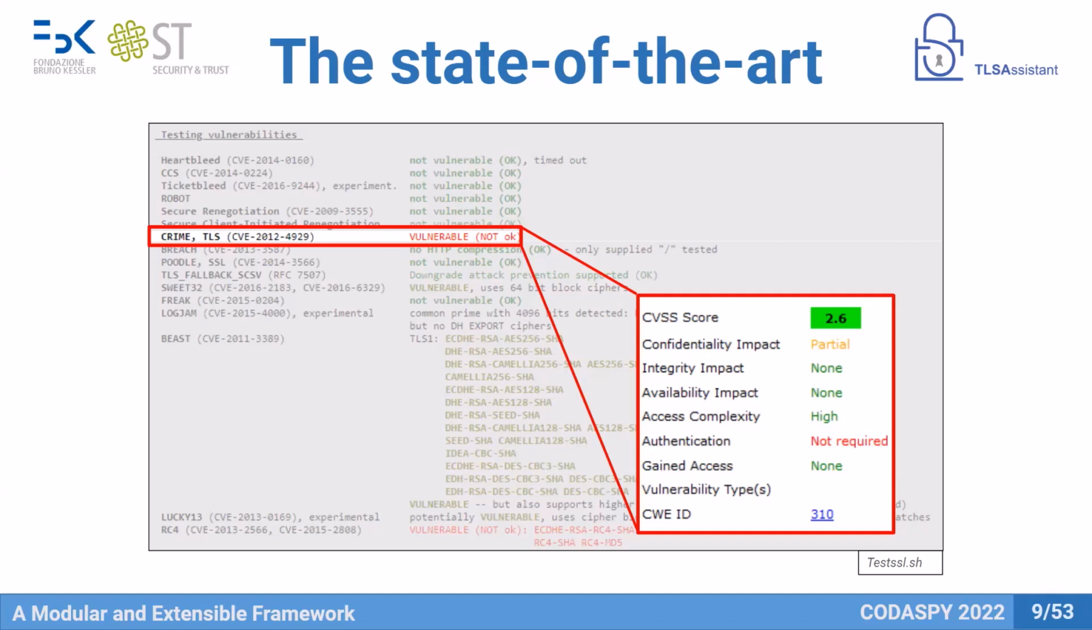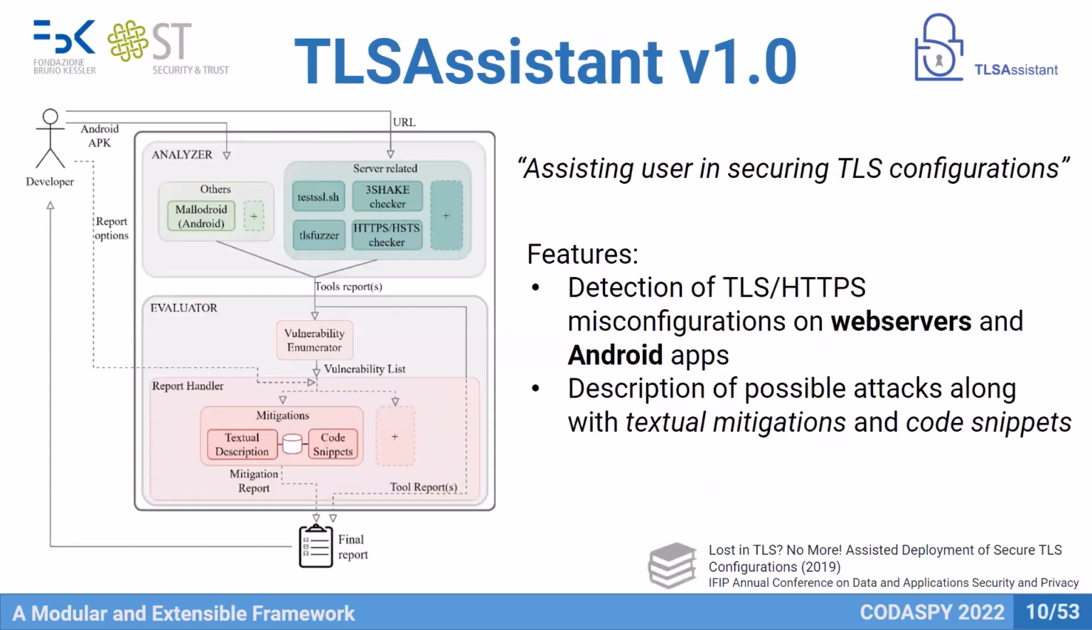So, given this issue, we came up with a tool called TLS Assistant. This tool was first released in 2019. Mainly, the core feature of this tool, which is based on state-of-the-art analyzers like testssl.sh, is the generation of a report that shows, for each vulnerability detected, a description of the attack itself. So it can help you understand if your machine can actually be compromised, or if your specific configuration is not. It also gives a description of the mitigation that can be performed in a textual way.